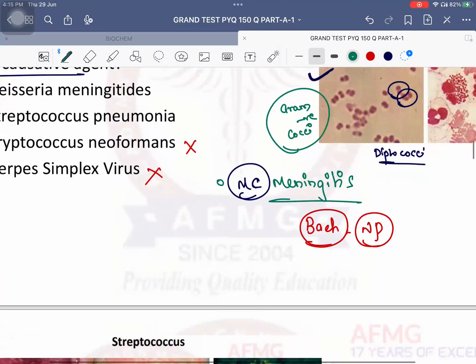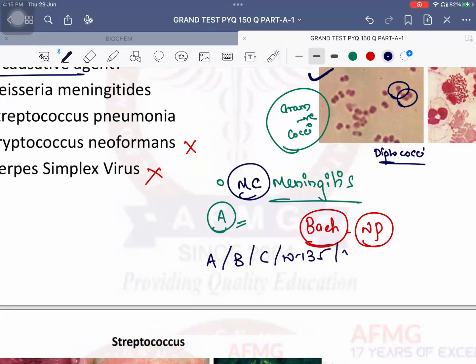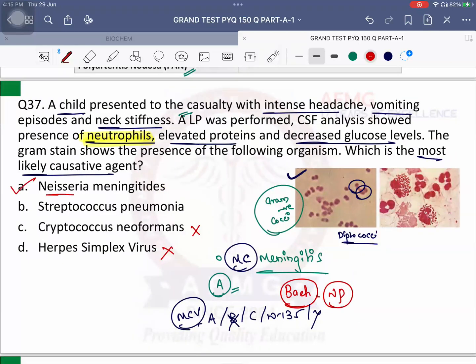Most common subtype A serovar. ठीक है? In meningococcal conjugate vaccine, which serovar is not present? Very good. It is the B serovar which is not present in the meningococcal conjugate vaccine. This was the previous year question. Which serovar of meningococcus is not present in meningococcal vaccine? Answer is B serovar. ठीक है? So यहाँ पे what is the answer? Answer is option A, that is Neisseria meningitidis.